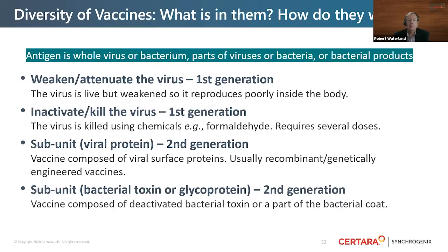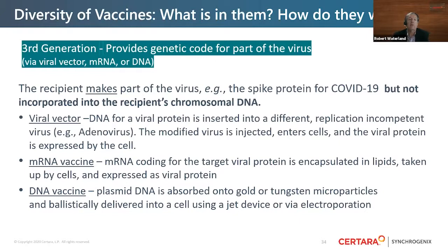So next slide, please. So third generation vaccines, they've been in the news. They don't provide an antigen directly. What they do is they provide a genetic code for your body to make part of the virus. And currently we have 3 flavors of them. We have the viral vector vaccines. An example of that would be the Johnson & Johnson vaccine or the AstraZeneca vaccine, which doesn't have emergency use authorization in the US.